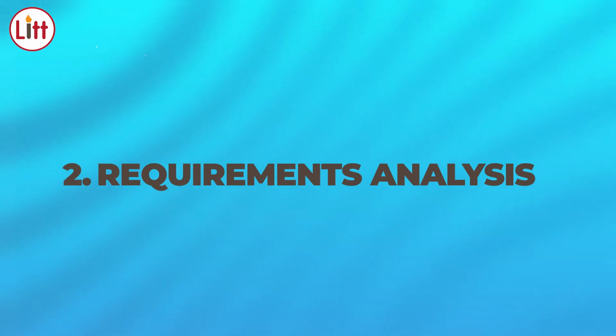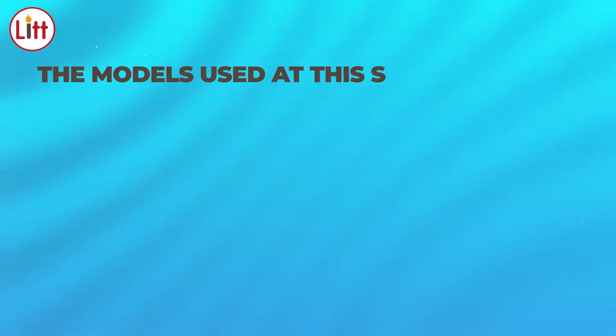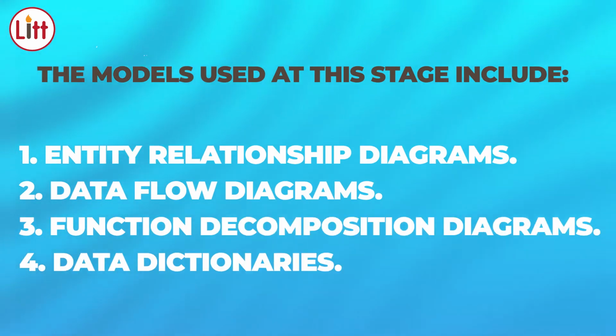In step 2, we talk about requirements analysis. This is used to produce formal software requirements models. The stage is concerned with reviewing and analyzing the elicited requirements to remove duplication and errors, negotiate conflicts and contradictions, evaluate feasibility, and allocate priorities. During analysis, more knowledge about the problem may be required, which can again trigger the elicitation process. The models used at this stage include entity relationship diagrams, data flow diagrams, function decomposition diagrams, and data dictionaries.